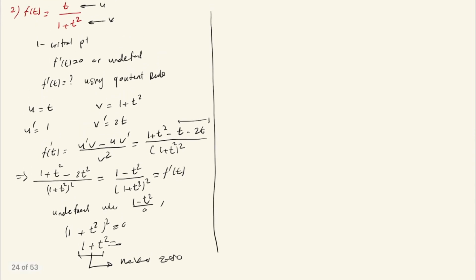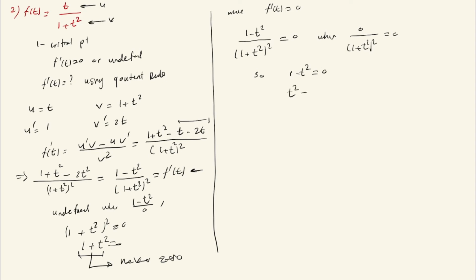So now we move to the second part, which is where the first derivative is 0. It's going to be 0 when the top is equal to 0. So 1 minus t squared equals 0. I'm going to move 1 to the other side, and then we'll end up with t equal to positive and negative 1. Now this is our critical point.